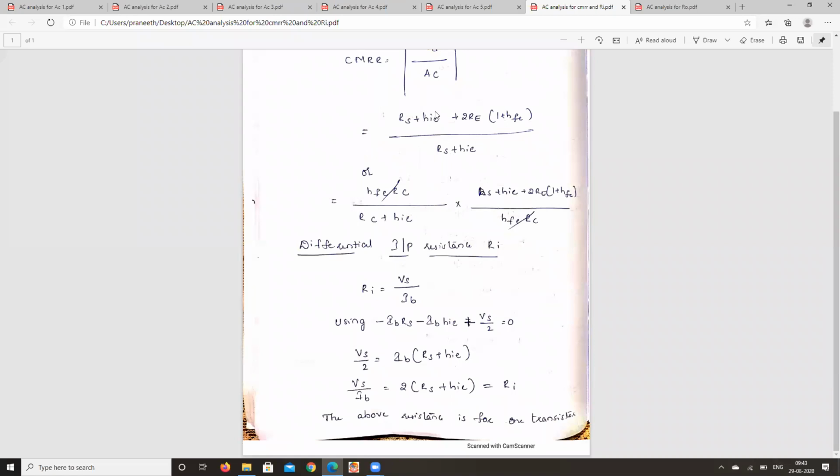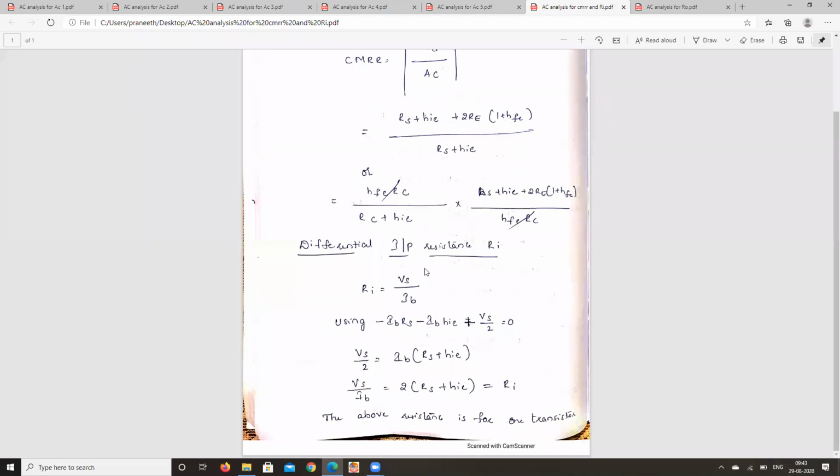So CMRR means AD by AC. Already we know what AD and AC are. This is AD, which we have already derived, and this is AC, which we have derived. We substituted them in this expression, and after substitution you will simply get this. It is very simple. Just note that you substitute what you got and simplify the expression. So hope this is clear for you.